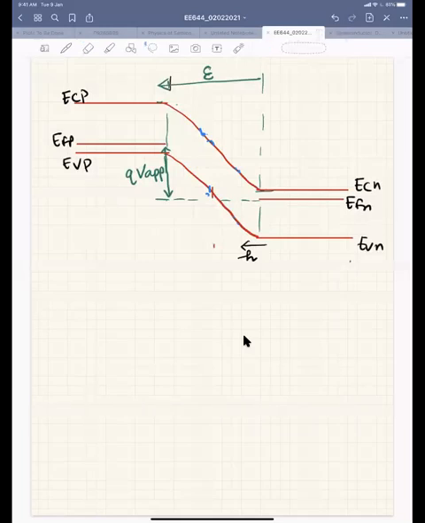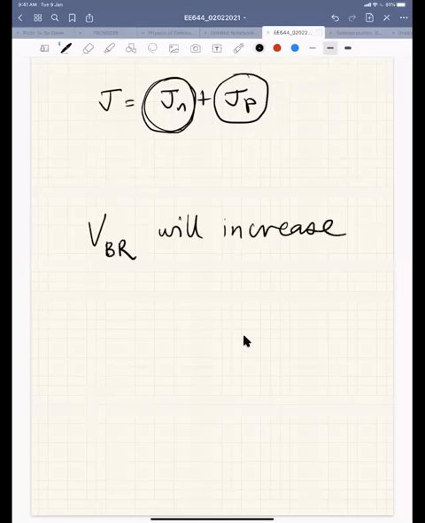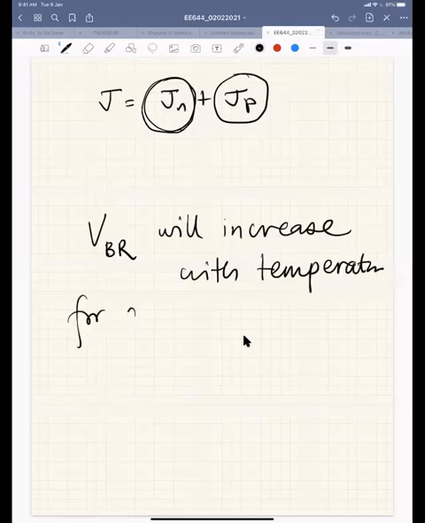So as you go on increasing the temperature, the impact ionization process will slow down. That means your breakdown voltage will increase, right? So please keep in mind, for the avalanche multiplication process, if the breakdown is because of avalanche multiplication, your breakdown voltage will increase with temperature for the avalanche breakdown process, right?